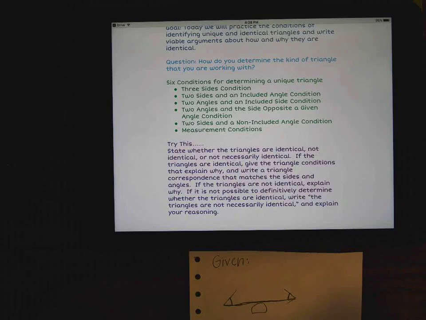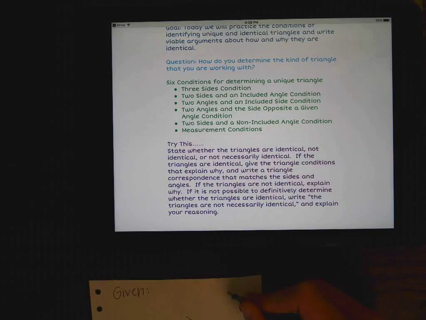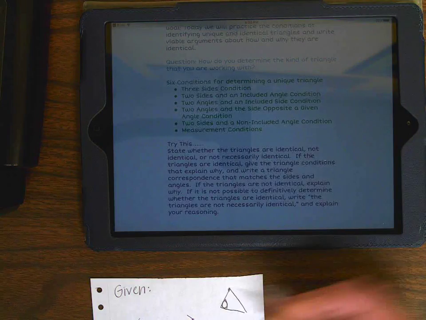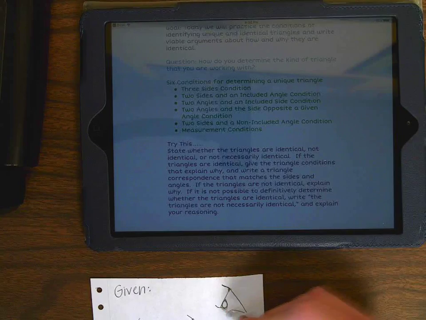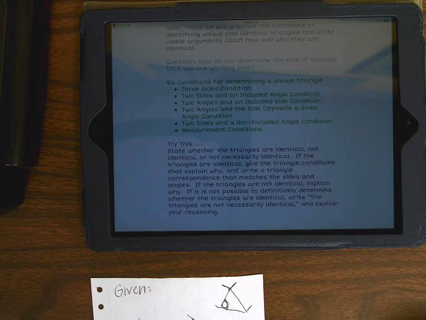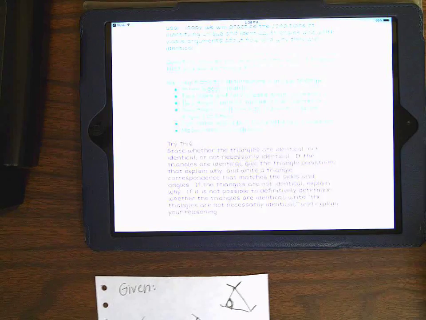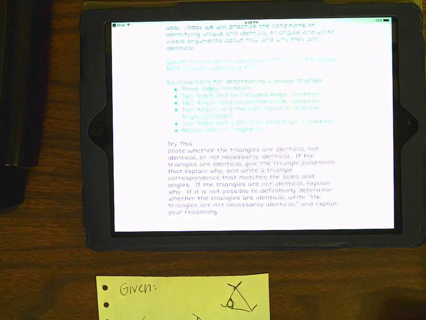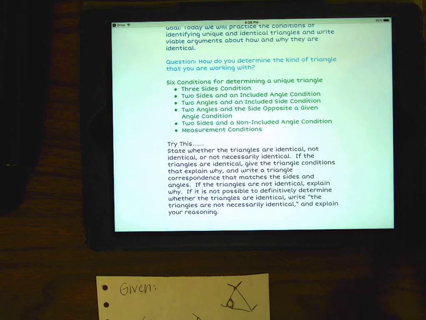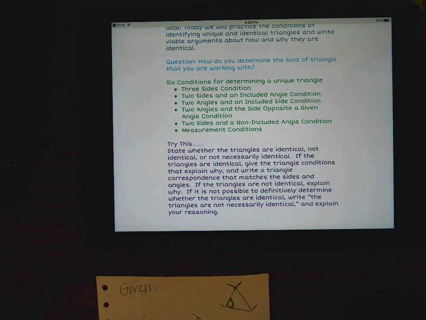The 2 sides and the non-included angle meant that you're given this side, here's the vertex they share, here's the other side, and then you had to make an angle that was given right here. So you were given this length, this length, and this angle, and it's not included, so it sits outside of the vertex. And then the last one is your measurement conditions. The measurement conditions were that a triangle always adds up to 180 degrees. So as long as your 3 angles add up to 180, you know it's a triangle.